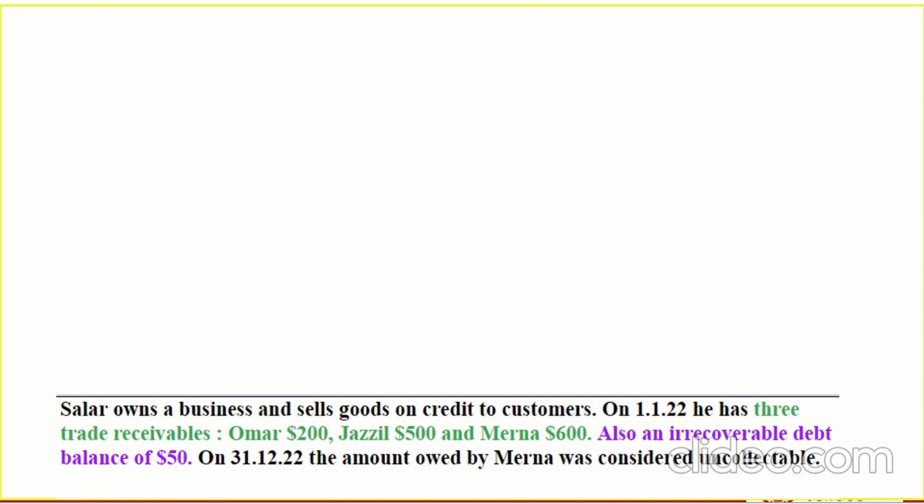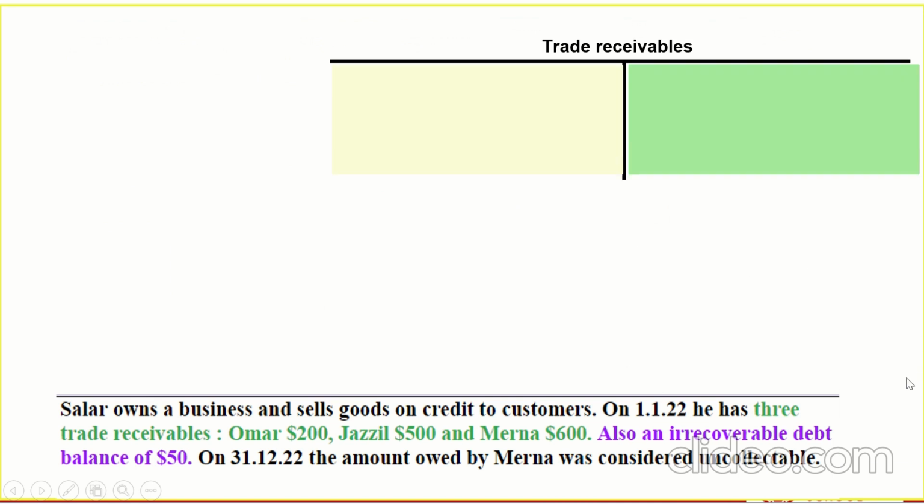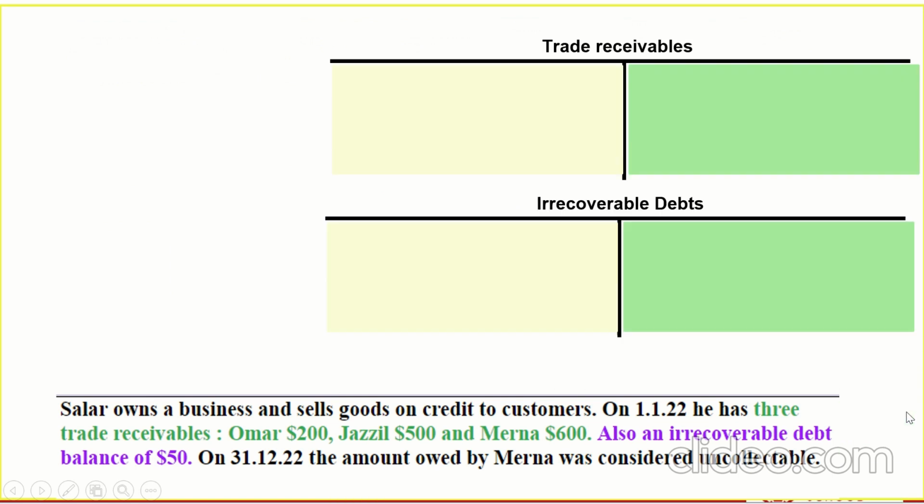Now let's see how we are going to post entries to the ledgers. You will need 2 ledgers, a trade receivable and an irrecoverable debt ledger. First of all, remember to post the opening entries of trade receivables and irrecoverable debts. Irrecoverable debt is an expense account. And you can see the information in purple.